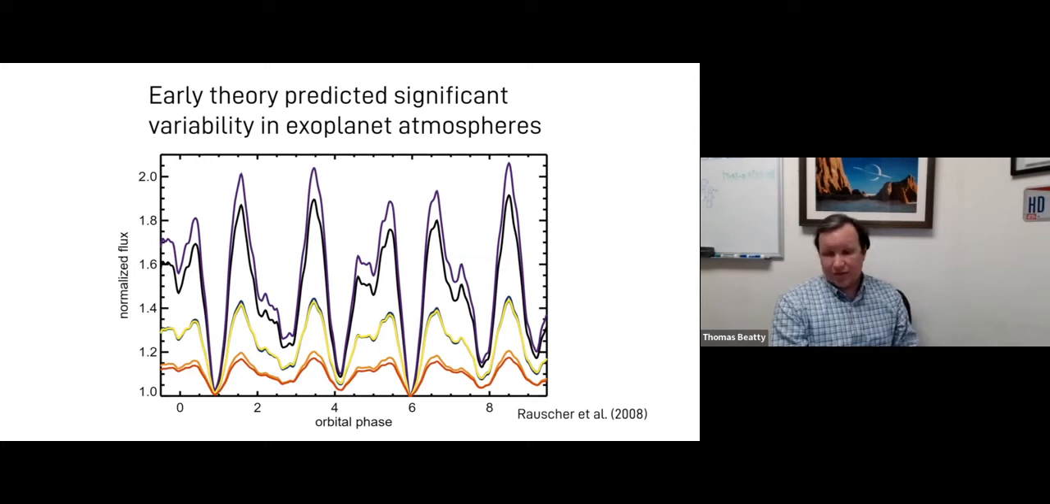This is a paper from Emily Rauscher showing different Spitzer phase curve observations at different wavelengths. That's the color coding here. And you can see the thing to note here is that the amplitude in an individual color is not constant. There's significant amplitude variations as a function of even orbit to orbit predicted early on in these Spitzer phase curve observations.